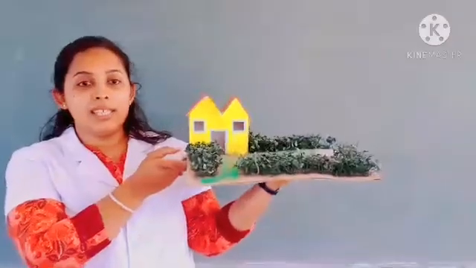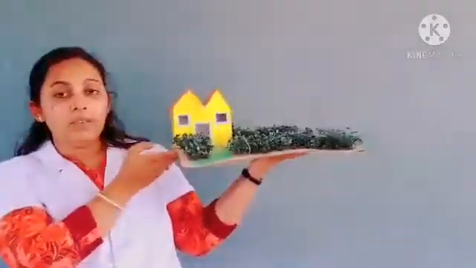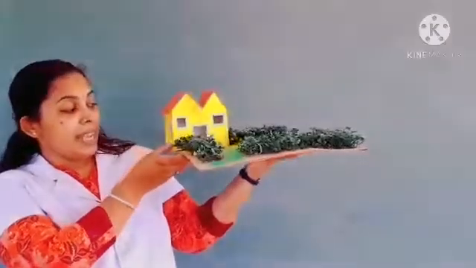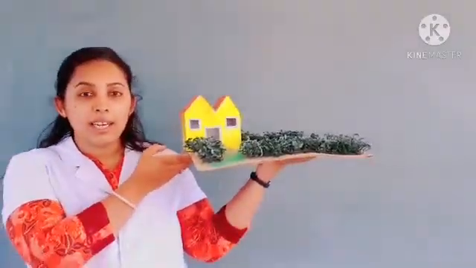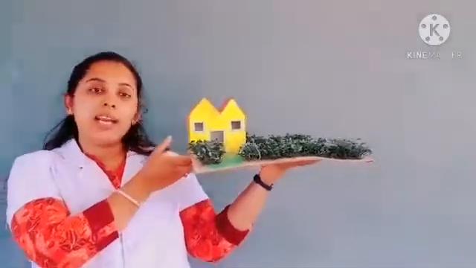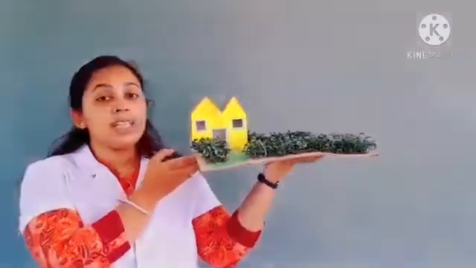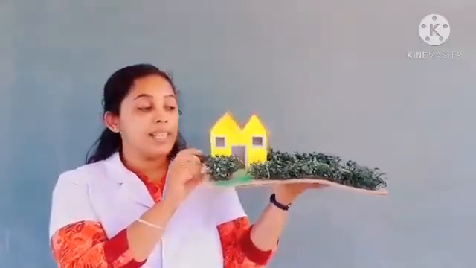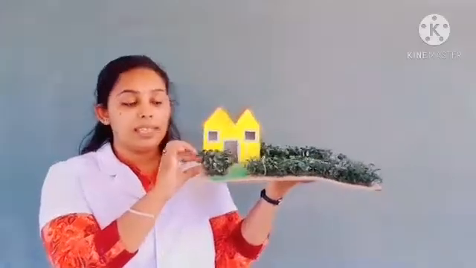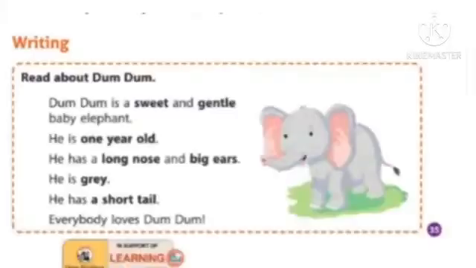See, what is this? Yes, this is a model of a house. What can you see here? Yes, this is a small house. What is the color? Yes, it is yellow and red in color. Can you see how many windows? Yes, it has two windows. And how many doors? Yes, it has one door. And anything else? Yes, you can see grass. It is green in color. So if you want to describe anything, first you have to observe it carefully. Then you can talk about it in sentences.